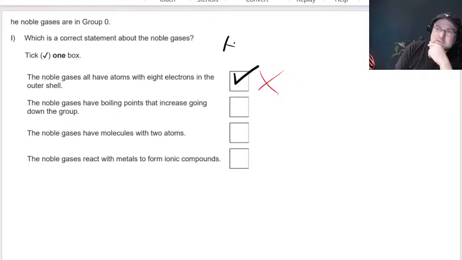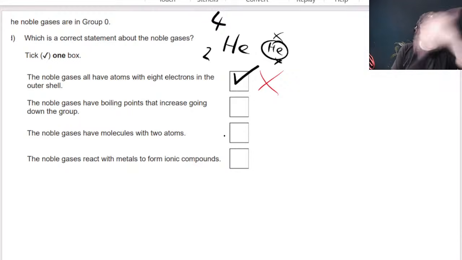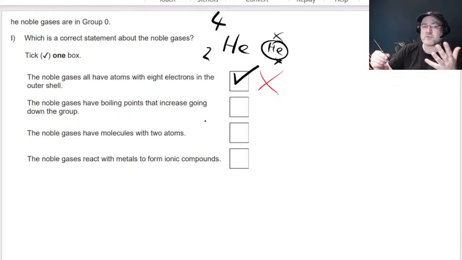And the reason why it's the wrong answer is because of helium. Helium only has a shell with 2 electrons in it. So helium only has 2. The others all have 8. So then they said, we can't call it group 8 except for helium, so we'll call it group 0, meaning there are no electrons in the next shell after the outer one.